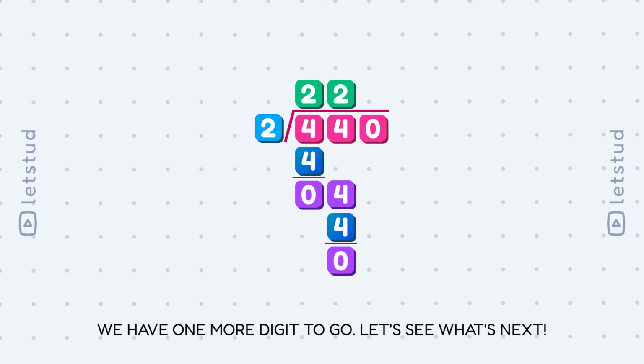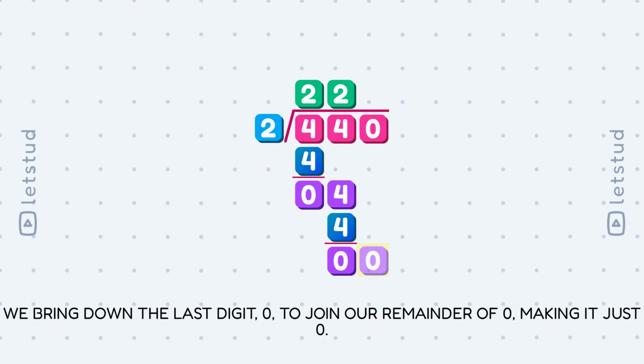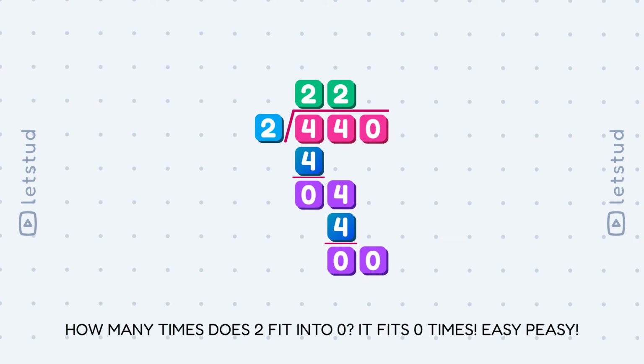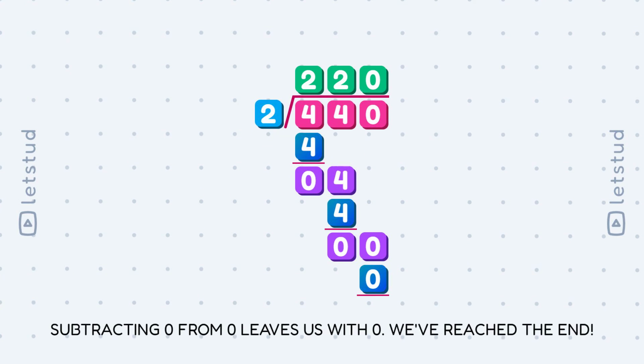We have one more digit to go. Let's see what's next. Here we are at the final digit. It's a 0. We bring down the last digit 0 to join our remainder of 0, making it just 0. How many times does 2 fit into 0? It fits 0 times, easy peasy. Let's check. 0 times 2 is indeed 0. Subtracting 0 from 0 leaves us with 0. We've reached the end. You did it.